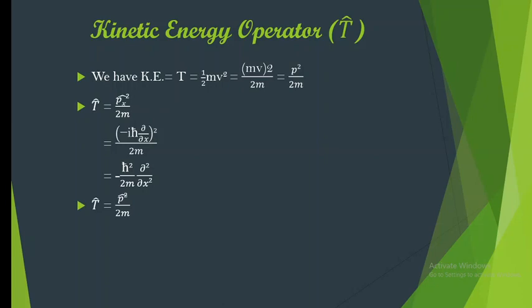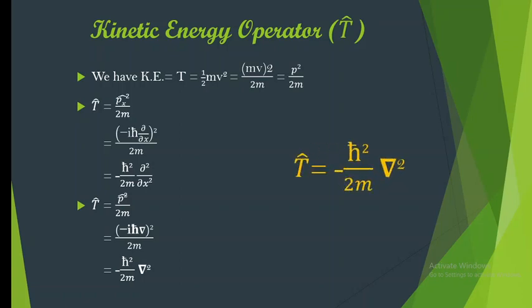If you want to generalize it, then T cap is equal to P cap whole square divided by 2m. Substituting the value of P cap as minus i h cross del, whole square divided by 2m, we get the kinetic energy operator, which is nothing but minus h cross square del square divided by 2m. So this is the kinetic energy operator T cap.